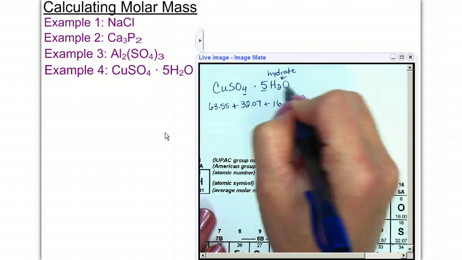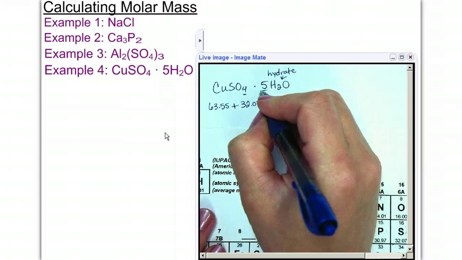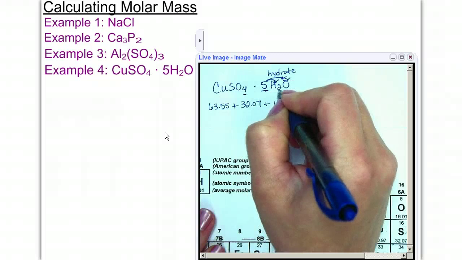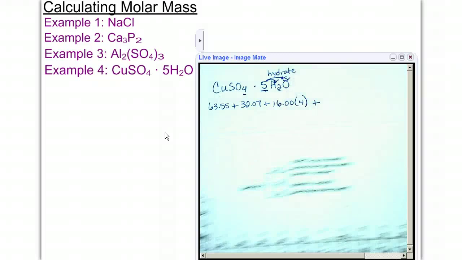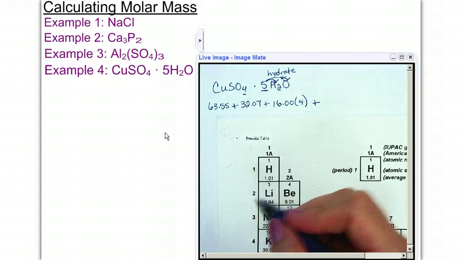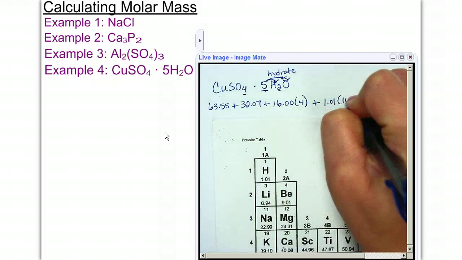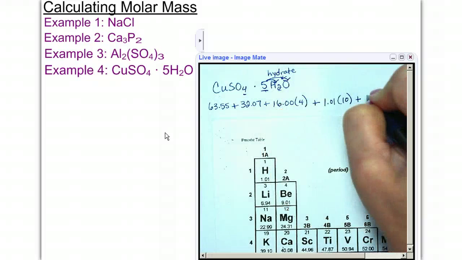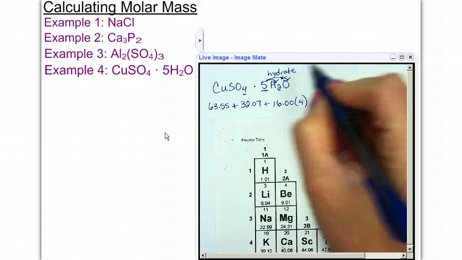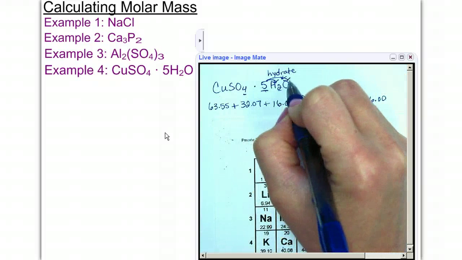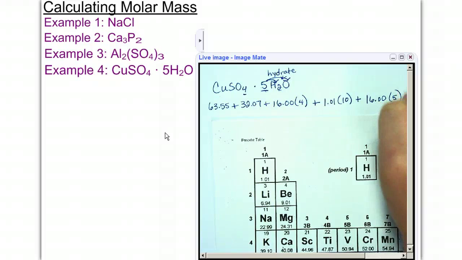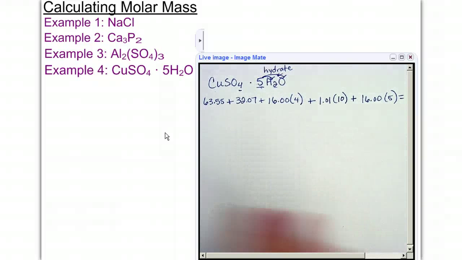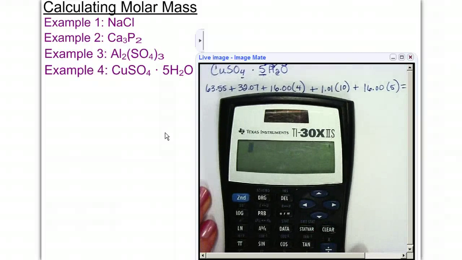Plus, now I'm going to add in my hydrate. This 5, which is a coefficient, distributes to each of these elements, so 5 times 2 equals 10 hydrogens. Hydrogen is 1.01, and I'm going to take that and multiply it times the 10. Plus, we already know that oxygen is 16.00, and because I have a 5 here in front, 5 times 1 equals 5 oxygens. I'm going to add those together.